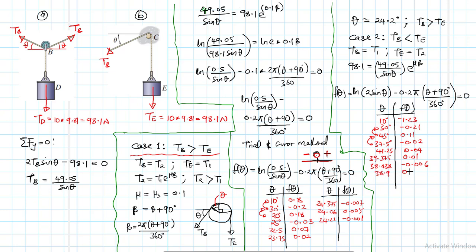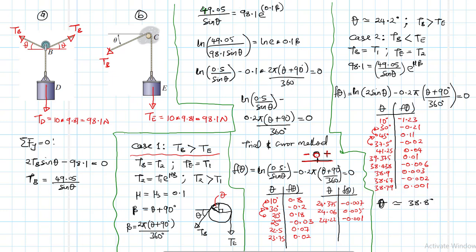38.9. I'll have 0.003, 38.677. I'll have a minus 0.002, and finally 38.79. I'll have 0.001. Okay, I'll end here. Therefore, my approximate theta that I've found at least is equal to 38.8 degrees. This is for the second case.